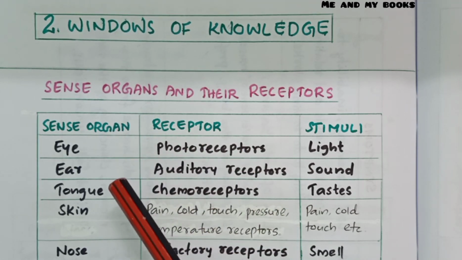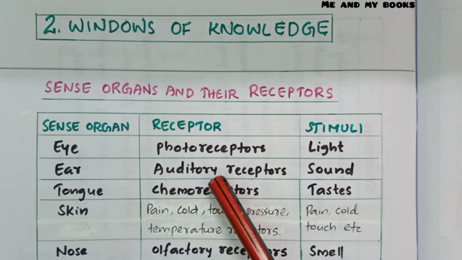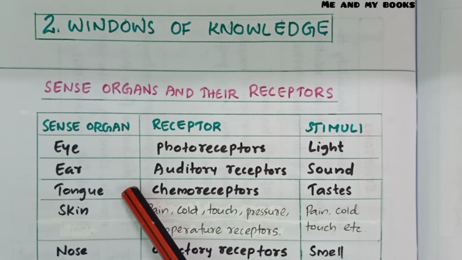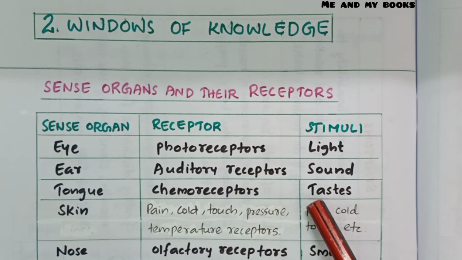Next, second one, ear. Ear has auditory receptors for receiving the sound. And tongue has chemoreceptors for receiving the taste. Skin has many receptors like pain, cold, touch, pressure, temperature for receiving pain, cold, touch, pressure, etc. Nose has olfactory receptors for receiving smell.